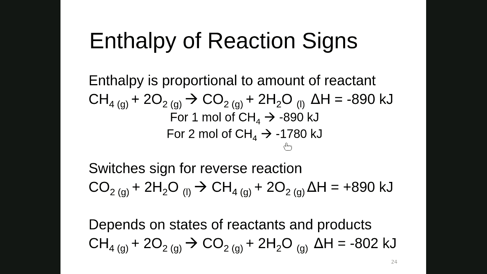The second aspect here is that if we reverse the reaction, which just means that we take the products and turn them into the reactants, and the reactants become the products, which you can see here again for the combustion of methane, but now it's the products, carbon dioxide and water, coming together to make methane and oxygen. That means that our sign is going to change. It's still the same amount of energy, but since we're reversing the reaction, we're reversing which way the energy is moving. So now it is an endothermic process.